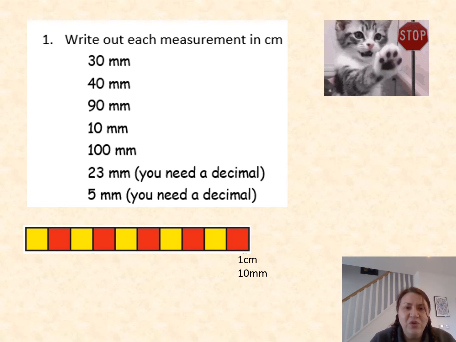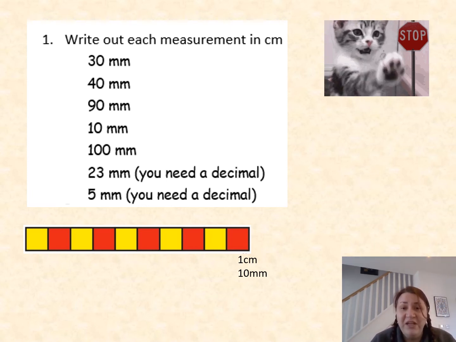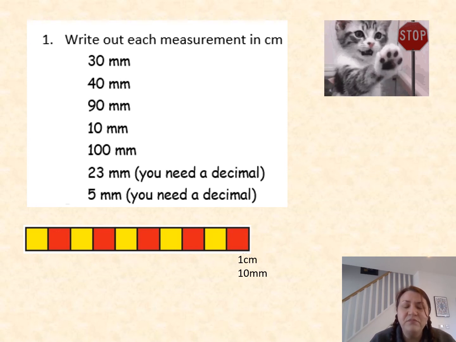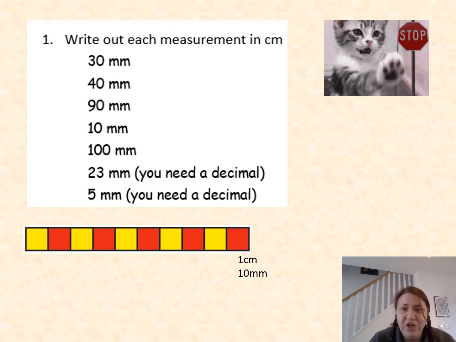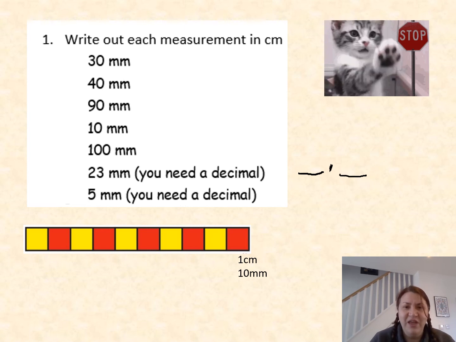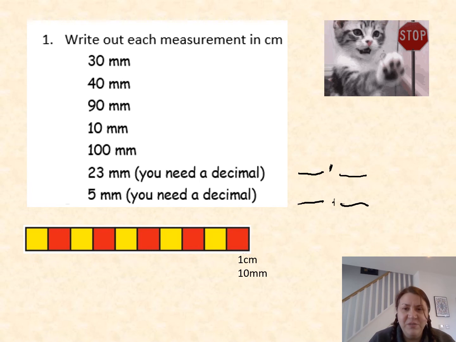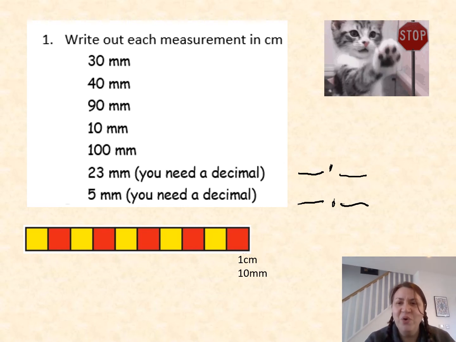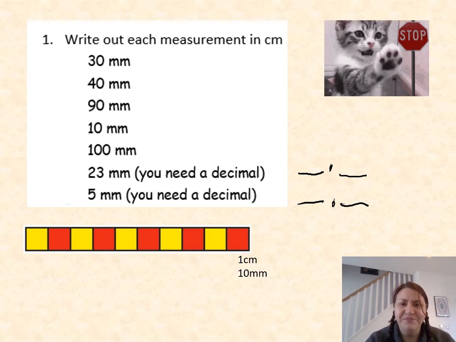When you get to 23 and 5, you will need decimals. Okay, you're going to need a decimal. I will give you a clue. You're going to have a 1 digit either side of your decimal here. Okay, and this bottom one, you're going to need a placeholder in there somewhere. Have a go. Those bottom 2 are harder. Okay, have a go, pause, and then come back when you're done.